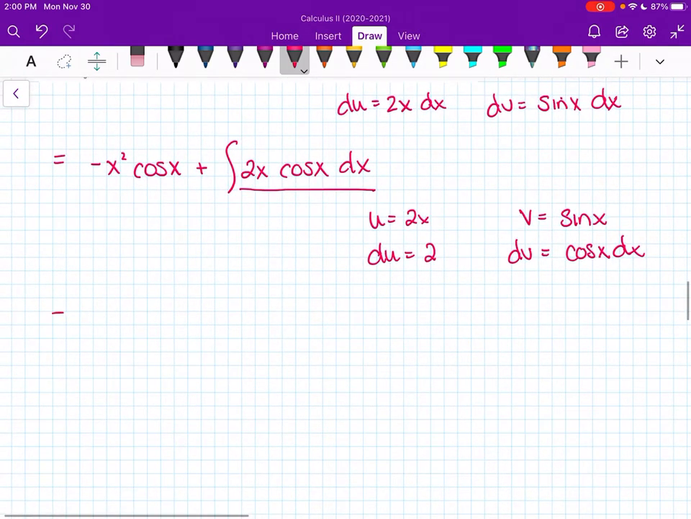So then I still have that first term of negative x squared cosine x, plus, and then u times v of this, so 2x sine x, minus the integral of 2 times sine x dx.